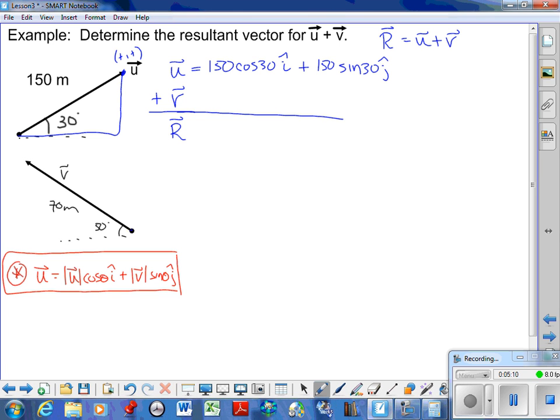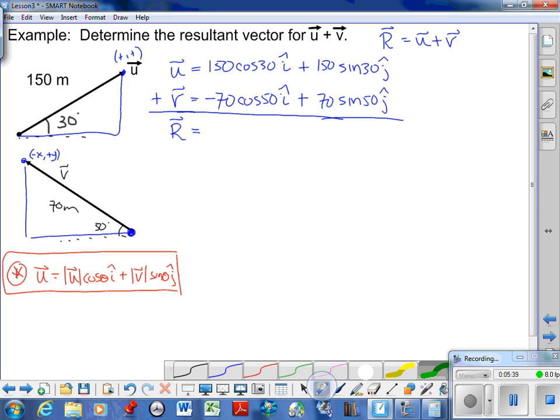The v vector, if I start here, and my coordinate here, I'll have a negative x and a positive y. So that means I'm going to have negative 70, because the x component would be negative. Negative 70 cos 50, that's in the i direction, plus 70 sin 50 j. There you go. Now you just have to do the column addition and subtraction here.